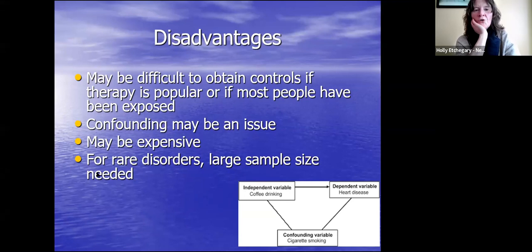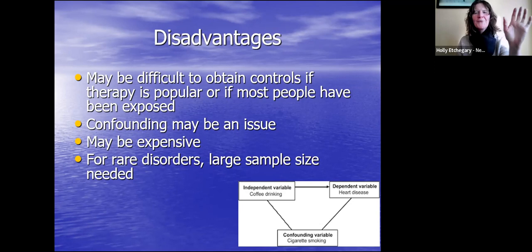But we do know, don't we, that cigarette smoking impacts heart disease. It's related, right? So imagine if I had my two groups of people, the people exposed to whatever it is I'm studying, here it's coffee, if I didn't somehow control for, well, do they smoke? Because smoking, we know, impacts my outcome, heart disease. So confounding in a cohort study can be an issue. You have to be really careful, think about it, and try to control for it.